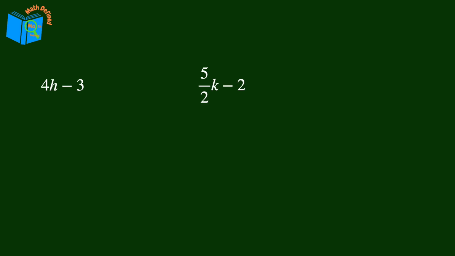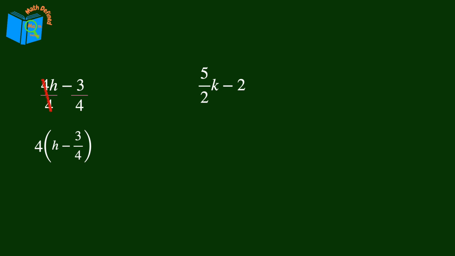We're done. Now let's try an expression with integers and whole numbers, 4h minus 3. The coefficient that needs to be factored out is 4, so we'll divide each term by 4. The 4s cancel each other out, leaving the variable h, and negative 3 divided by 4 is just negative 3/4. So we're left with h minus 3/4. And we'll bring down the coefficient 4, and we're done.